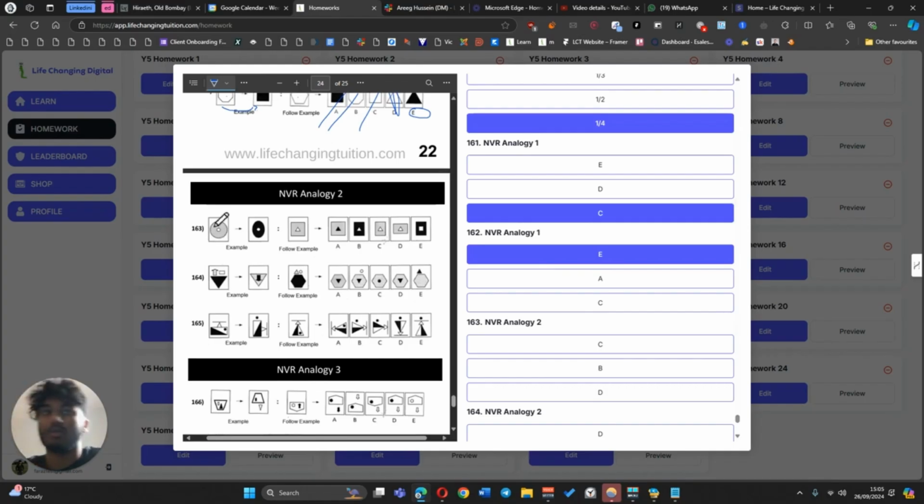This one, the circle seems to squeeze and get a bit smaller. So let's get a squeezed up square or a rectangle. The shape in the middle stays the same, so it shouldn't be E. And it changes color from grey to black, so it should be B.